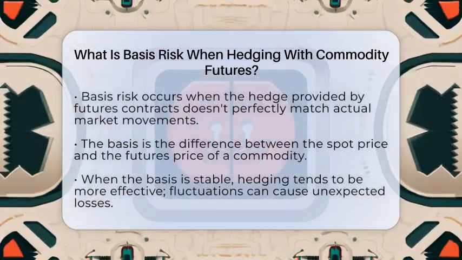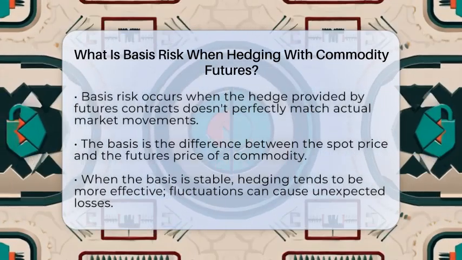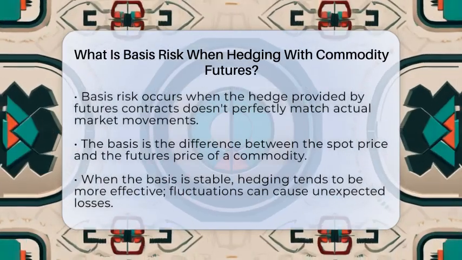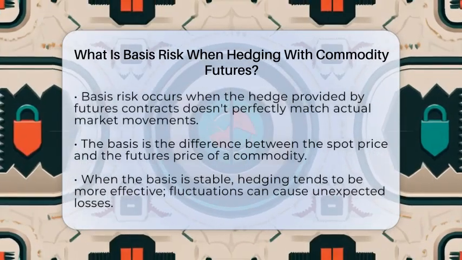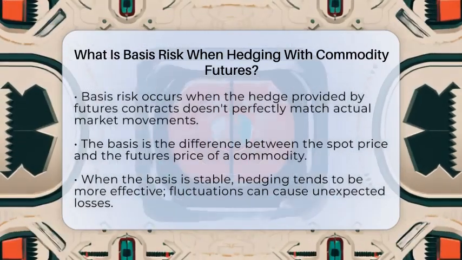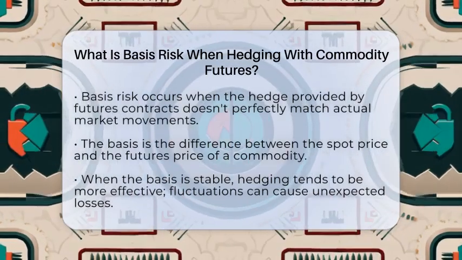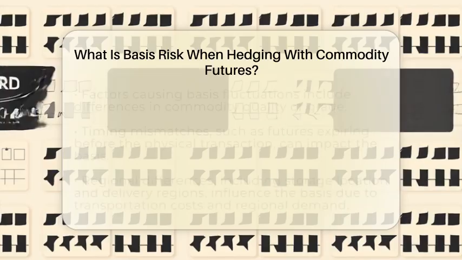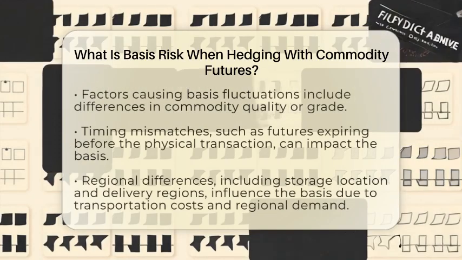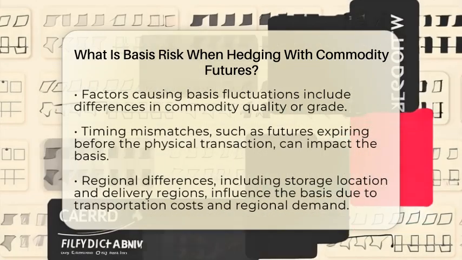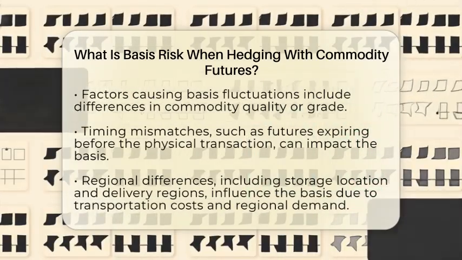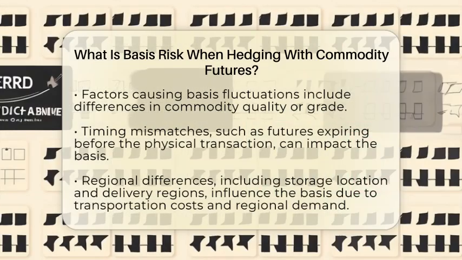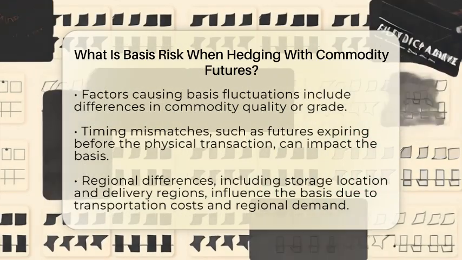The difference between the spot price and the futures price is called the basis, and it can change over time. If the basis shifts unexpectedly, your hedge might not work as planned, and you could face surprises. The basis is calculated by subtracting the futures price from the spot price. If the basis is stable, your hedge will be more effective. But if it fluctuates, you might still lose money even if your market prediction was correct. Several factors cause this fluctuation.